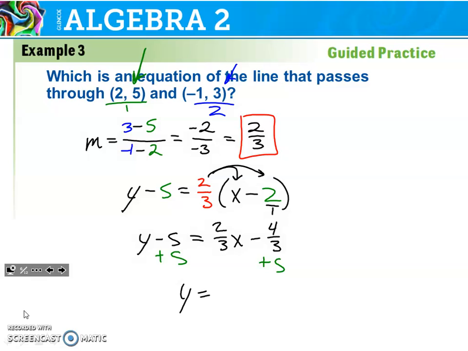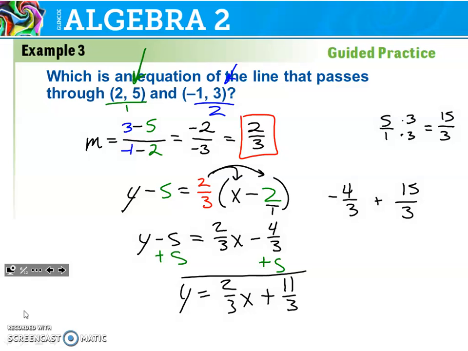So I've got my y equals 2/3 x. Okay, little review on adding fractions. If you have a -4/3 plus 5, you have to get a common denominator. That would be a 5 over 1, so I need it to be over 3. Okay, so 5 over 1, I need the bottom to be 3. So I've got to do the same thing to the top, so it's really 15/3. So you've got a -4/3 plus 15/3 gives me a positive 11/3.